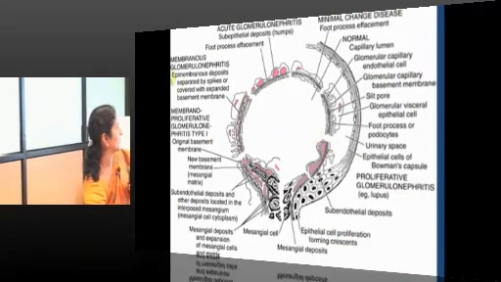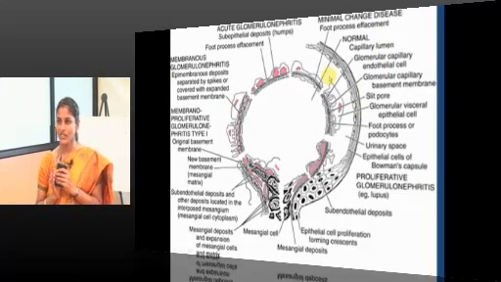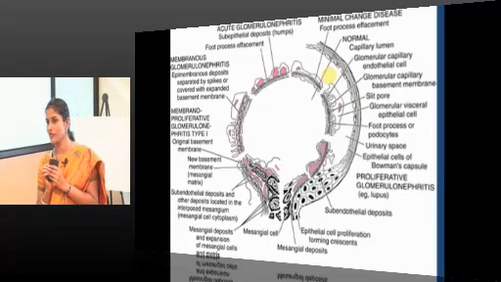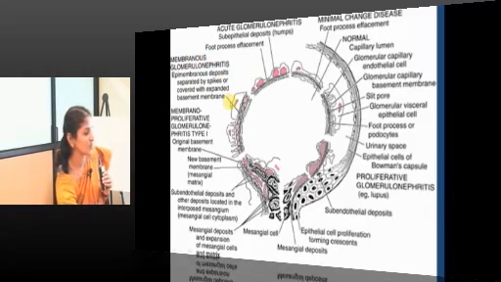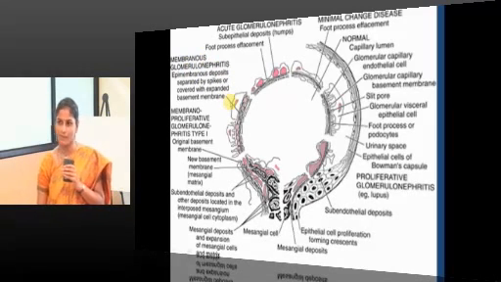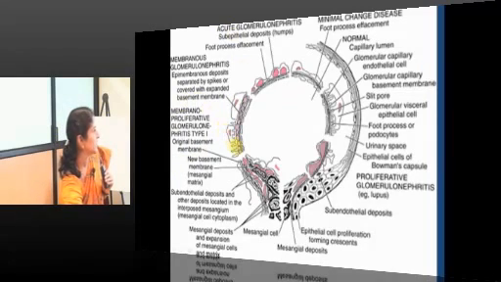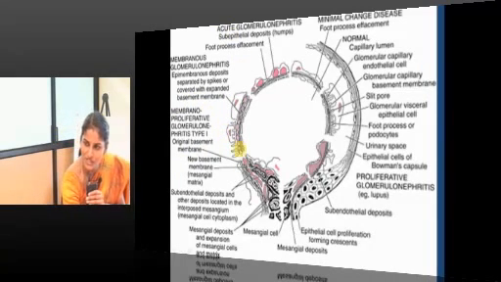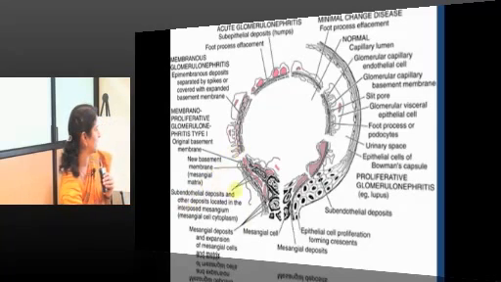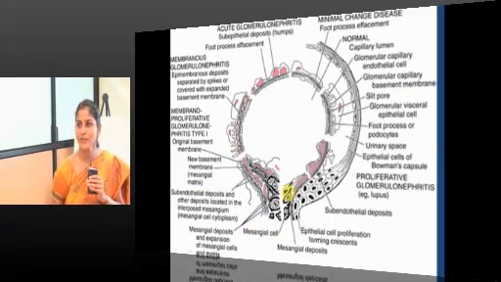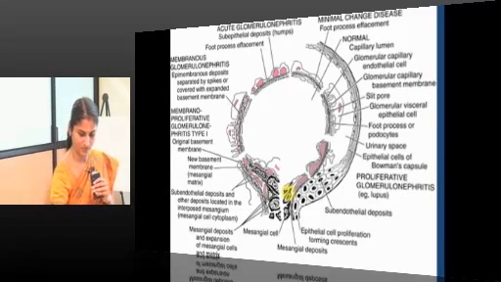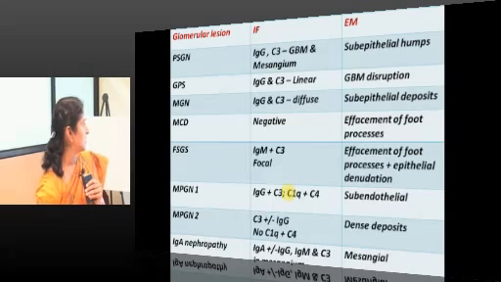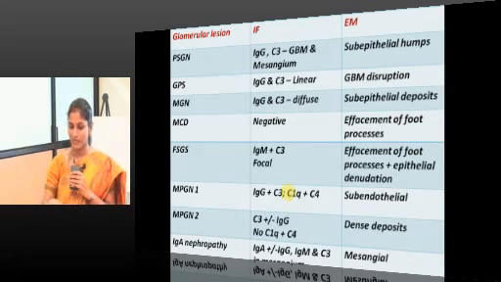In the same way, where do you have deposits in PSGN? Post streptococcal glomerulonephritis, subepithelial. You can see the subepithelial humps, that is why they are rightly called subepithelial humps. And in membranous glomerulonephritis, where do you have the deposits? Subepithelial. MPGN type 1 and SLE, subendothelial. And mesangial will be preferred by IgA nephropathy and HSP. Good. So, these are the deposits and their location in different pathologies.